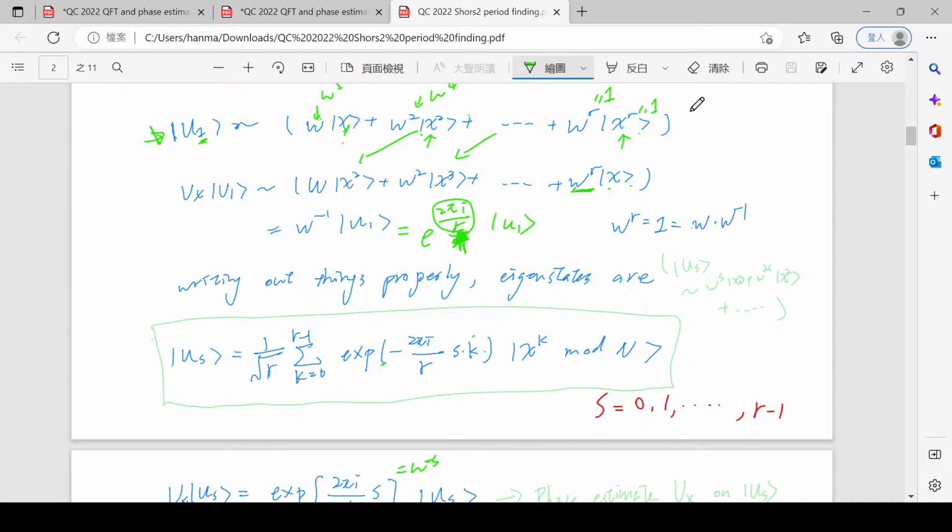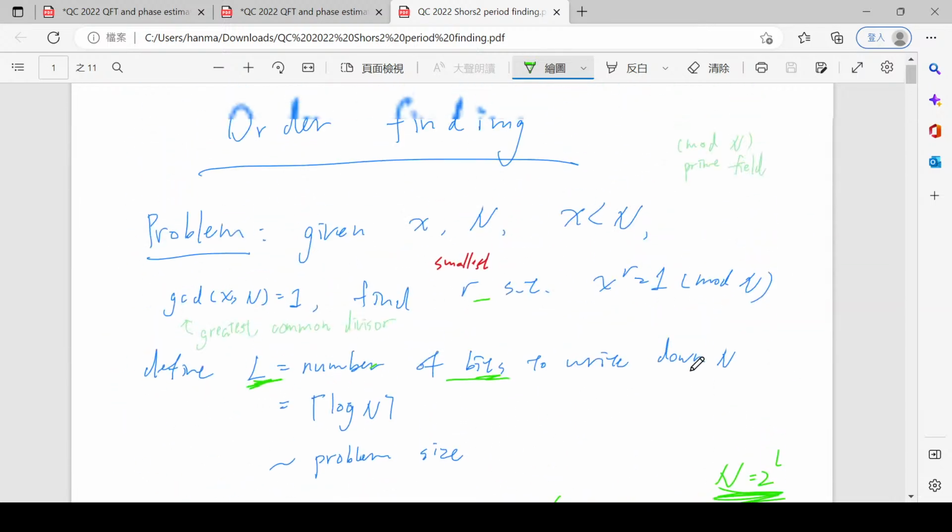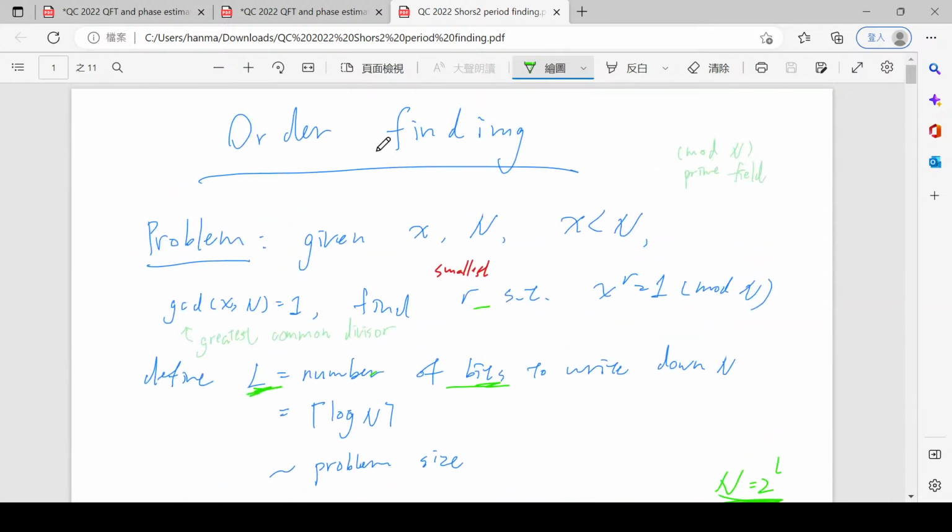Okay. So let's get back. I guess let's still review this. Quick review. So we are trying to do factoring, and all you need to do is solve this order finding problem.